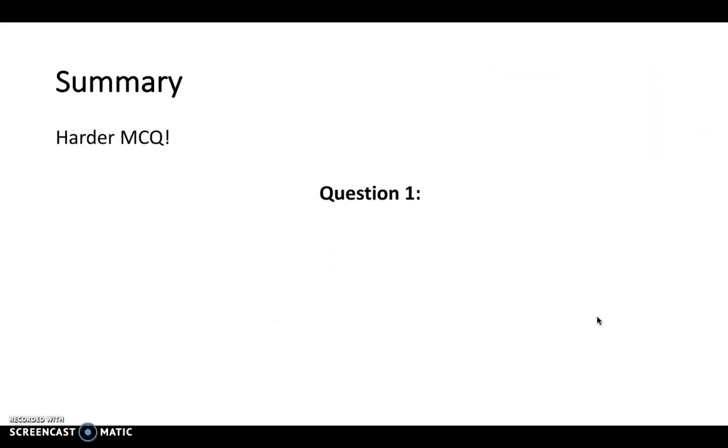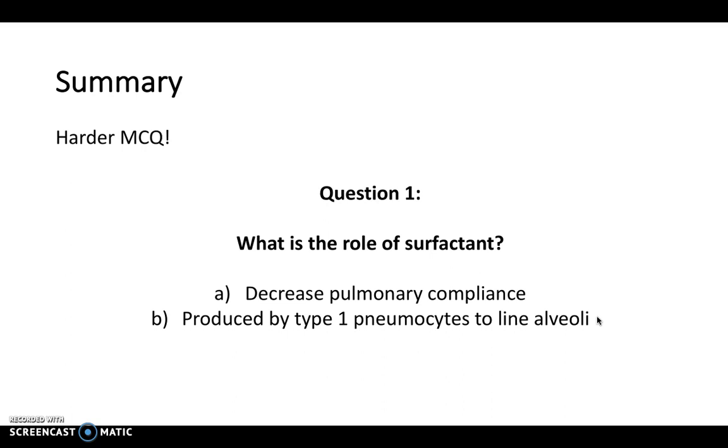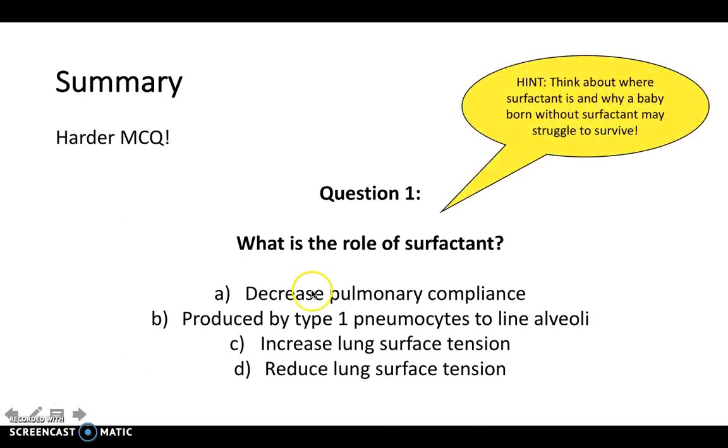So two harder MCQs now, just to round everything off. What is the role of surfactant? Is it to decrease pulmonary compliance? Is it produced by type 1 pneumocytes to line the alveoli? Is it increased lung surface tension or reduced lung surface tension? So when you have a question like this, if you've got increase and reduce of the same thing, it's likely that one of them is going to be correct. And here we need to reduce lung surface tension in the role of surfactant. Be aware it's produced by type 2 pneumocytes and it increases pulmonary compliance.